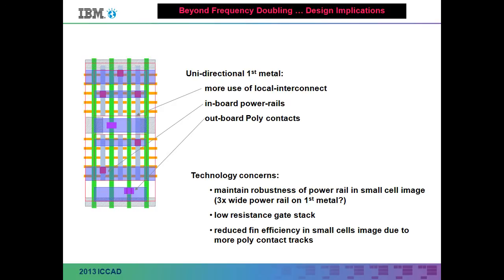Now you need very robust metal for the power rails, which we don't have. You need to have low resistance gate stacks, which are difficult to do. I'll wrap up in the next slide or so.